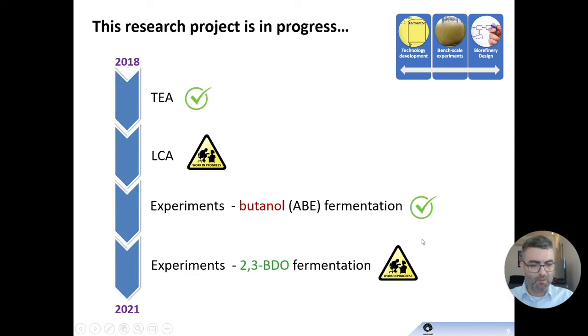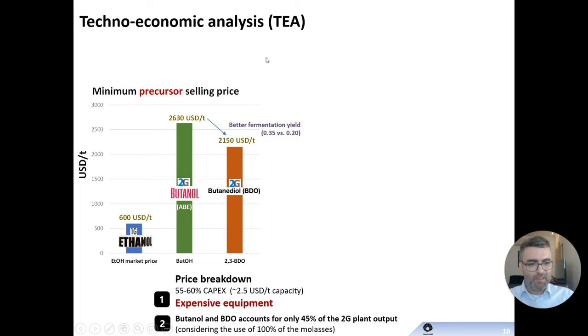In the techno-economic analysis, we have found that it would be very, very challenging to use either butanol or BDO to produce butadiene, if these chemicals are produced from the hemp cellulose hydrolysate. If we compare the minimum selling price of these chemicals with the minimum selling price of ethanol, they are extremely more expensive than ethanol.